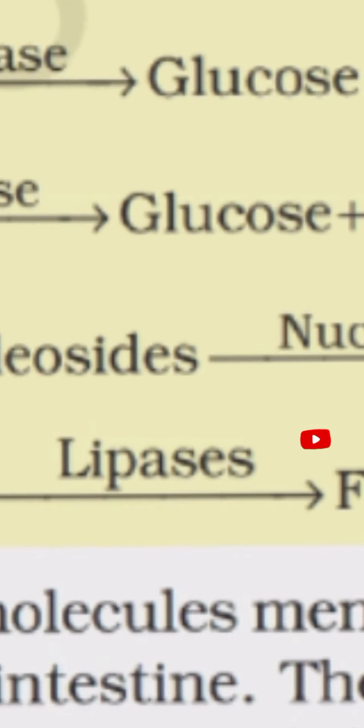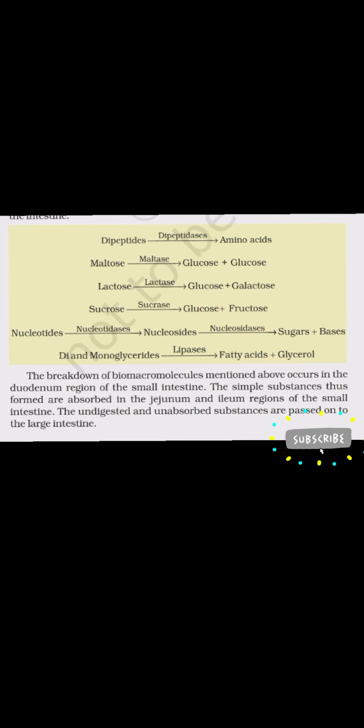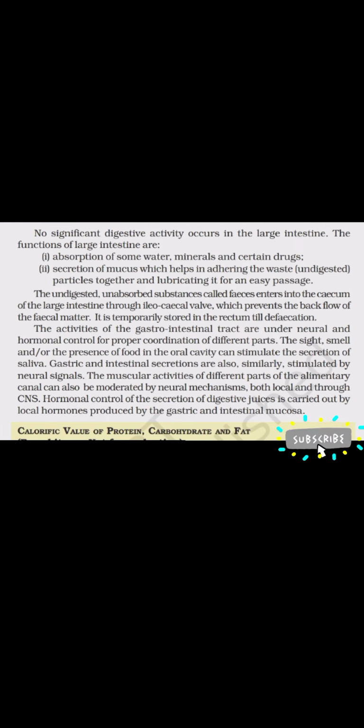The breakdown of biomacromolecules mentioned above occurs in the duodenum region of the small intestine. The simple substances thus formed are absorbed in the jejunum and ileum region of the small intestine. The undigested and unabsorbed substances are passed on to the large intestine. No significant digestive activity occurs in the large intestine.